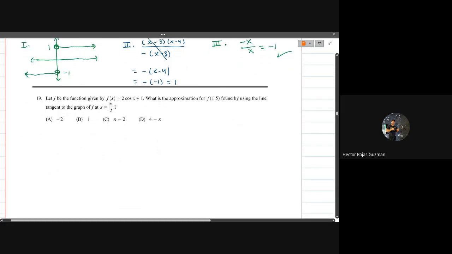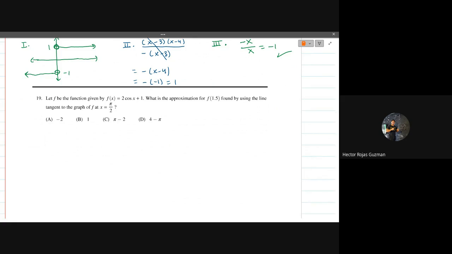Let f be the function given by f of x. What is the approximation of f of 1.5 using a tangent line? Oh, it's an easy question. First, I need my derivative. The derivative of cosine is negative sine. Plug in your pi over 2. Negative 2 times sine of pi over 2, which is negative 2 times 1. So the slope is negative 2.